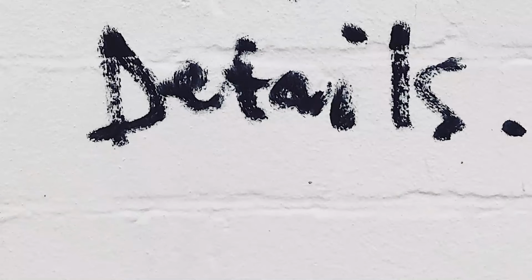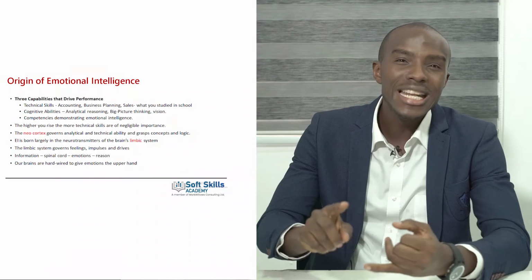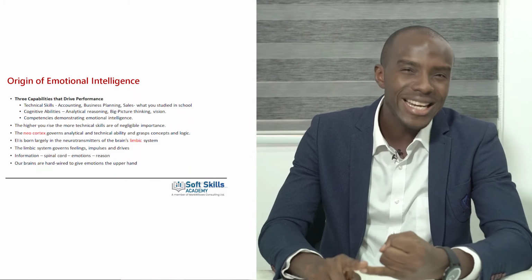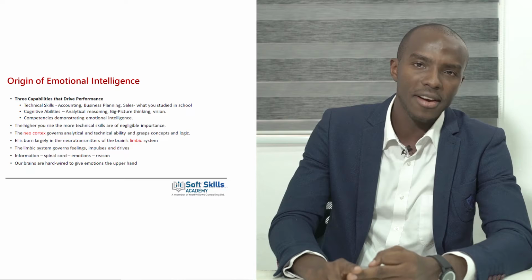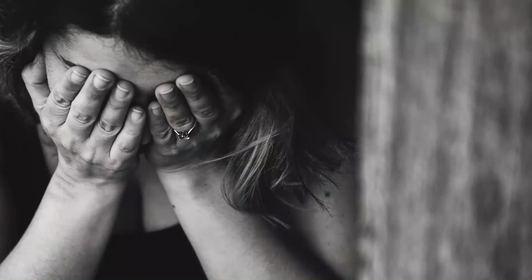Now, this background is very important. Before we go into all the details of emotional intelligence, the competencies and all the strategies towards developing your emotional intelligence, it is important for you to know the origin of emotional intelligence. And so it starts from that limbic system. The limbic system is what governs your feelings, your impulses, and your drives. So when you feel a particular way, when you have a particular emotion, when there's fear, when there's anxiety, all of those feelings are regulated by the limbic system.